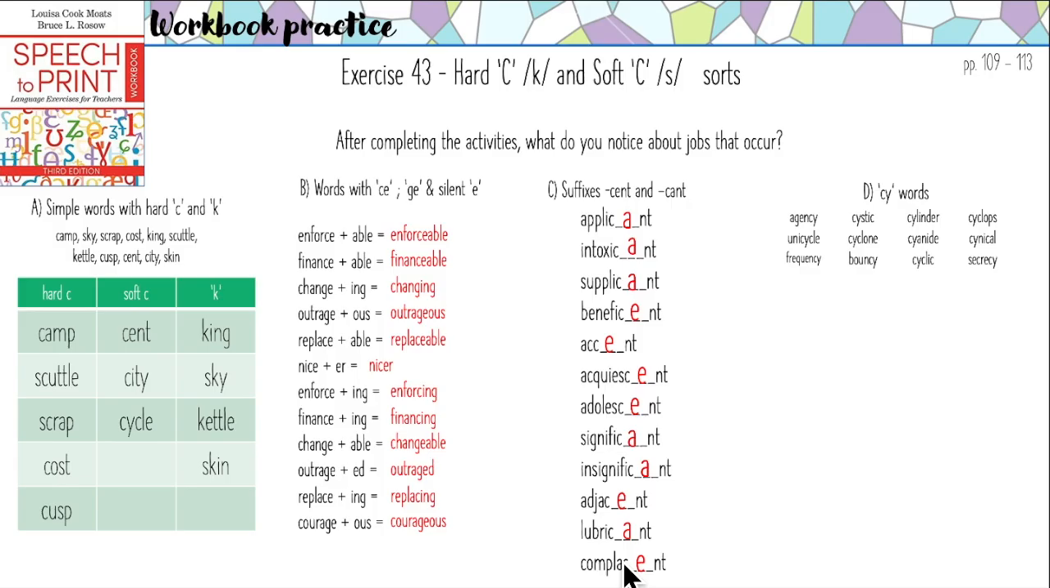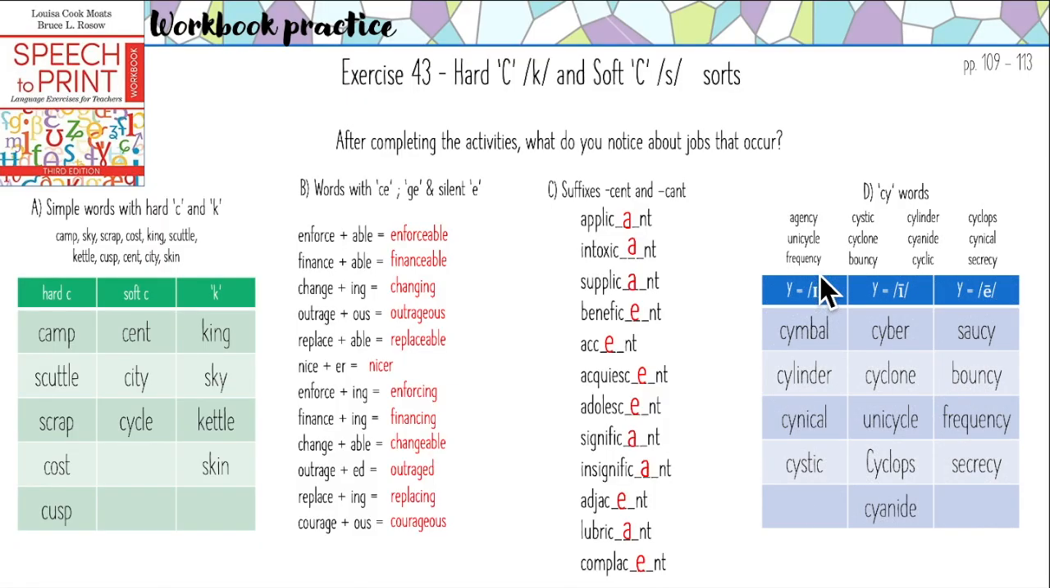So hopefully you can see it all comes down to what we want that C to say, soft or hard. Then, of course, we have our last practice, which is D, which is the CI words. So we have agent C, unicycle, frequent C. So take a look at those and see, what do you see the job doing? Well, it's actually talking about the Y. So is the Y going to be an I, an E, or an I? So separate those out and think, do you see anything to help guide when that Y is going to be I, when it's going to be E, and when it's going to be I? Just take a minute, take a look at that.